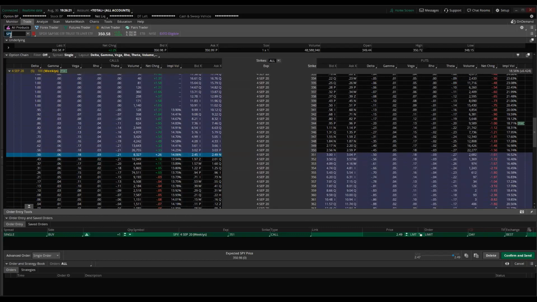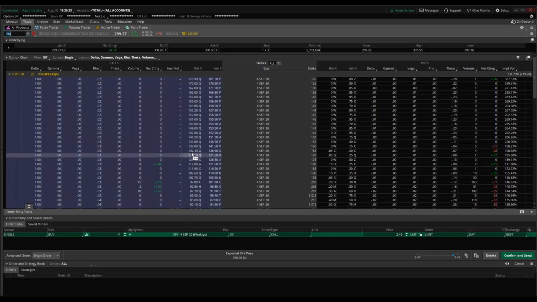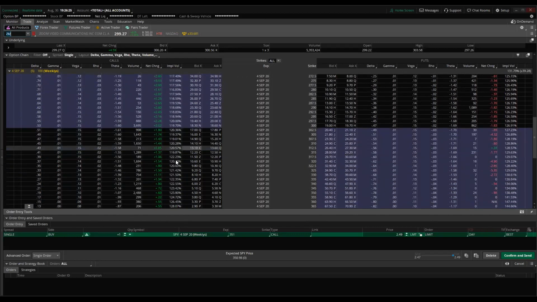So if you look at Zoom prices, you will see that the theta is extremely high, especially compared to the delta. It's about 3 times as much as the delta. So if you want to trade these options, you need Zoom to move at least $3 in your direction throughout the day to make money on that contract.